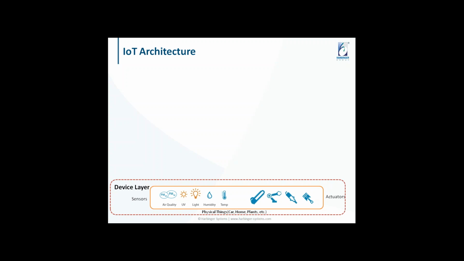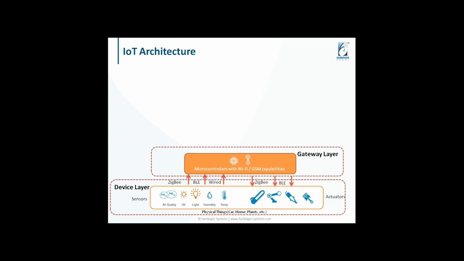The device layer is then connected to a gateway layer. Gateway layer consists of a microcontroller processor, which will temporarily store the data collected from various sensors, do preliminary filtering, and send it to cloud. So from device layer to gateway layer, there are different kinds of protocols like ZigBee, BLE, which is Bluetooth Low Energy.